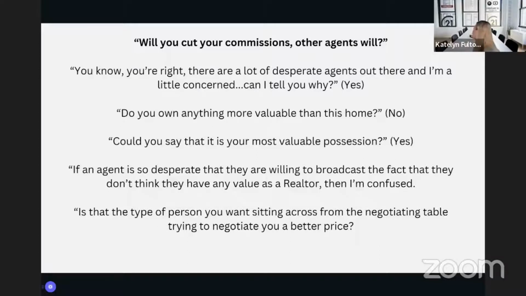You know, you are right. There are lots of desperate agents out there and I am a little concerned. Can I tell you why? Do you own anything more valuable than this home? No. Could you say that it is your most valuable possession? Yes. If an agent is so desperate that they are willing to broadcast the fact that they don't think they have any value as a realtor, then I'm confused. Is that the type of person you want sitting across from the negotiating table, trying to negotiate you a better price? No.